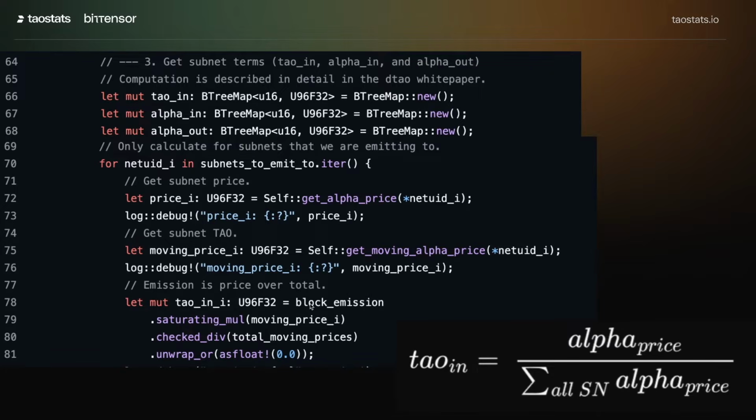And so block emission is defined as 1 right now. At the halving, it will be 0.5. At the second halving, it'll be 0.25, et cetera. I don't show that here because we're still in the first halving and there's just a 1 out in front. We multiply it times the moving price, and then we divide it in a checked div. Make sure you're not dividing by 0 because that would be bad and it would crash the chain. So we divide it by the total moving prices, and that's going to give us our tau in.